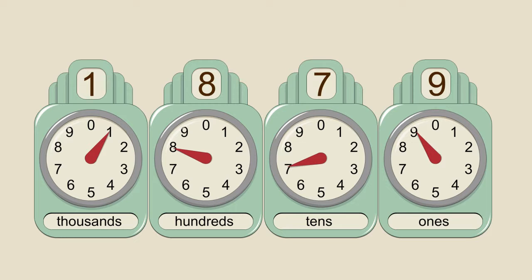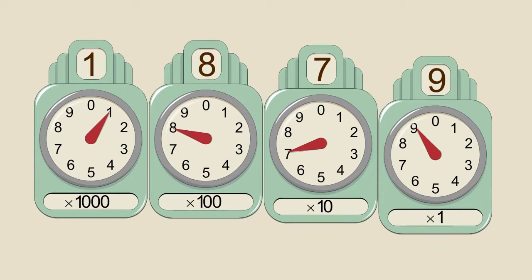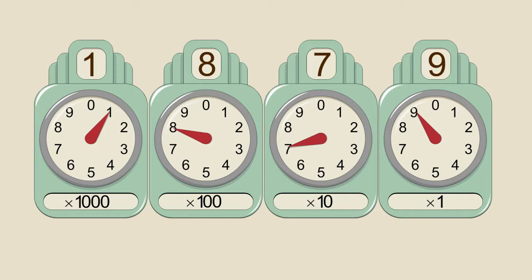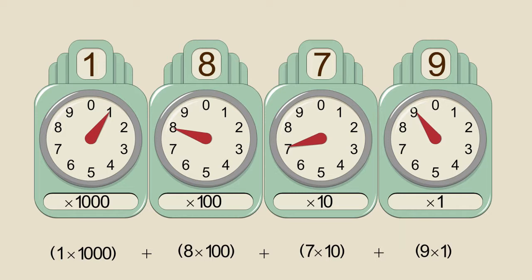For example, in the decimal system, the value of the rightmost digit is multiplied by 1. The digit in the next column to the left is multiplied by 10. The next digit is multiplied by 100, and so on. The value of a number is the sum of all its digits times their multipliers. For example, the value of the decimal number 1879 is 1 times 1000 plus 8 times 100 plus 7 times 10 plus 9 times 1.